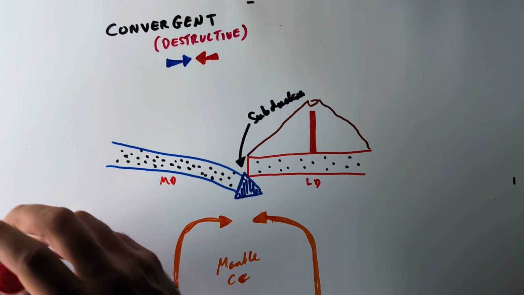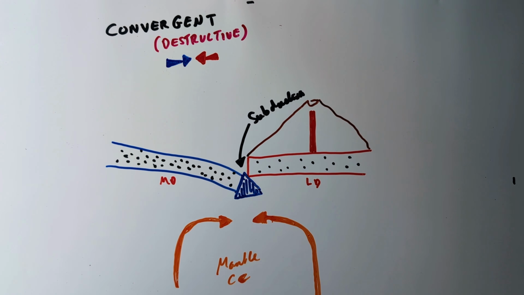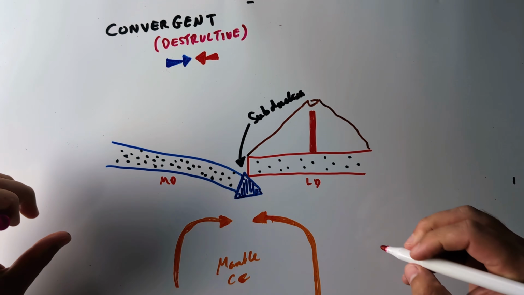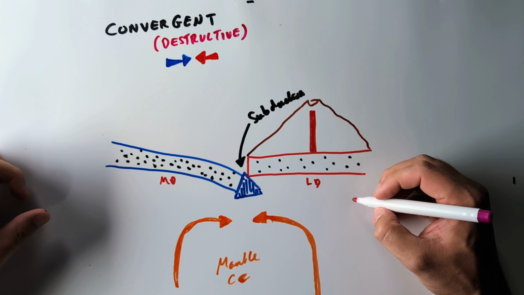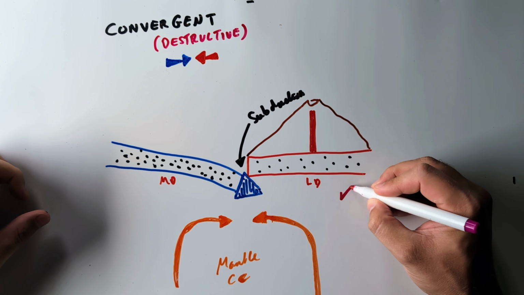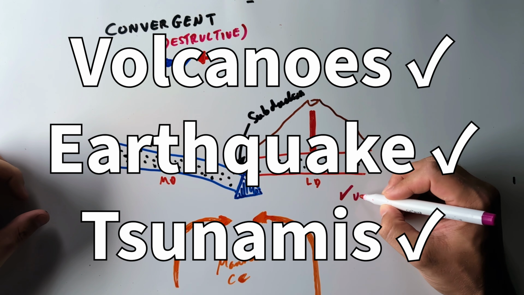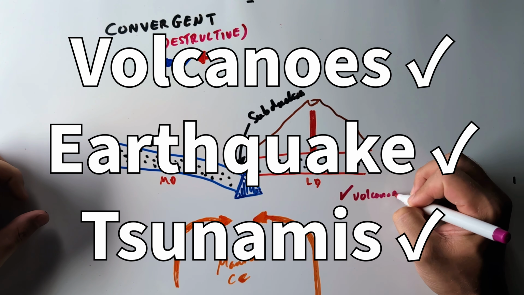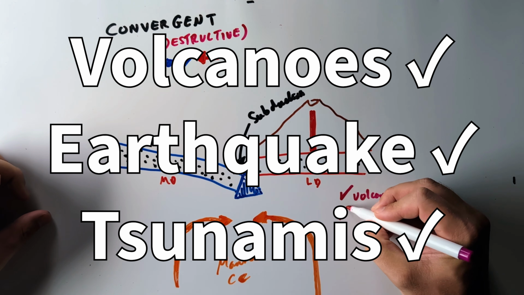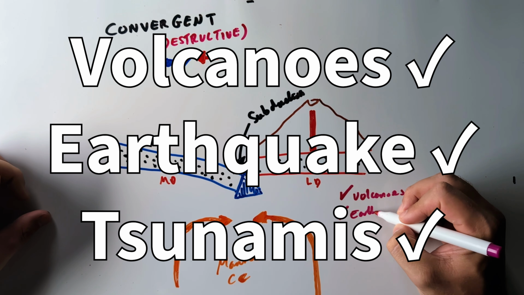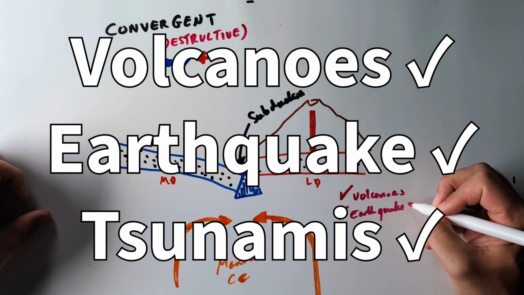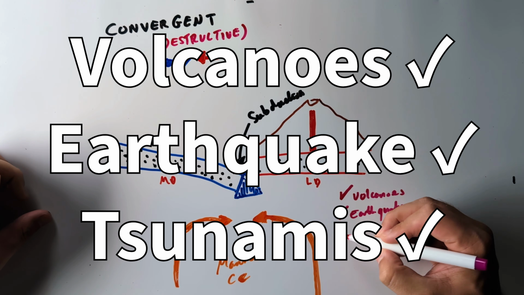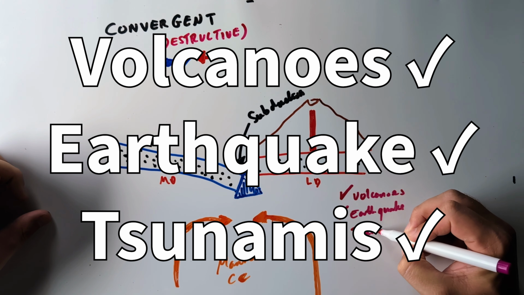Okay? Well, what are the effects of this? Well, the effects are threefold. In this type of tectonic plate boundary, you are going to experience volcanoes. You are going to experience earthquakes. And finally, you are going to experience tsunamis.